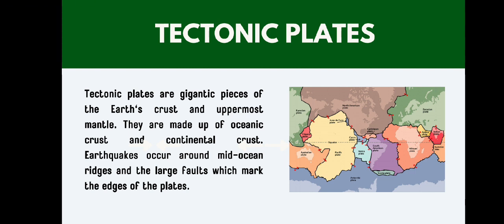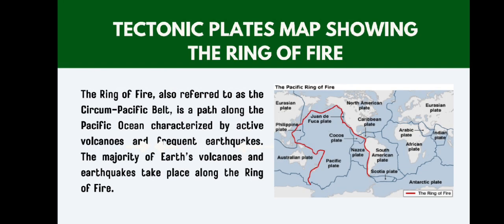So, earthquakes tend to occur near mid-ocean ridges, where plates are moving apart, and along the large faults that delineate the boundaries between these plates, where they may either converge, diverge, or slide past each other. Explain na unya ni Tero. So, these tectonic plate movements and their associated geological activities play a fundamental role in shaping the Earth's surface over time. So, next slide.